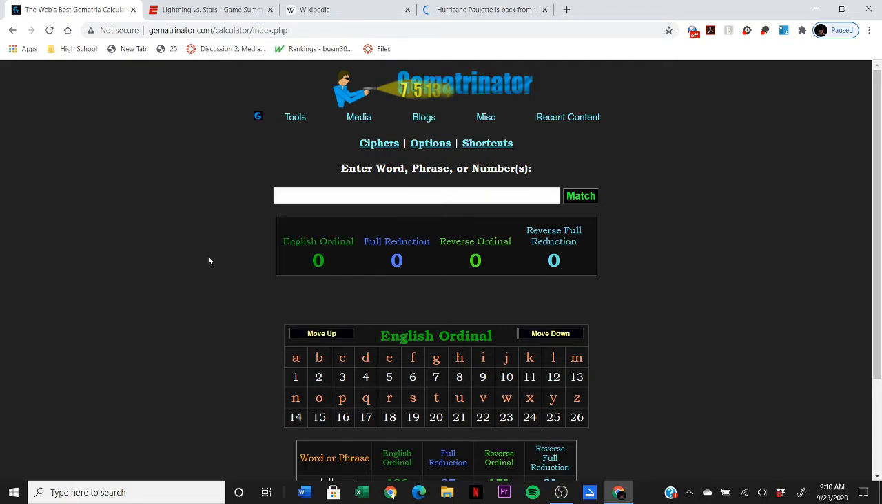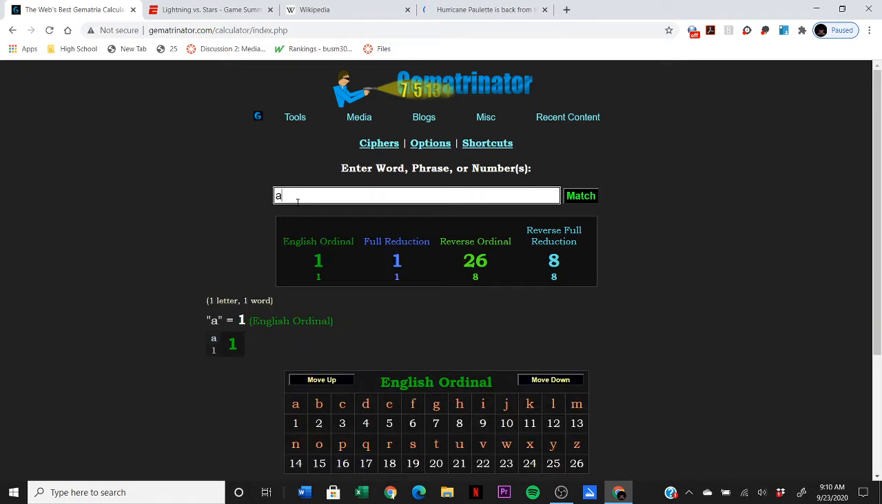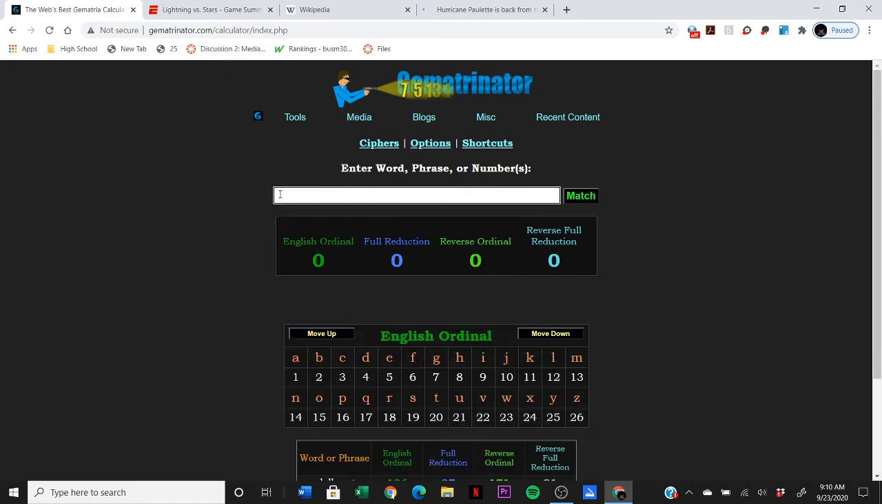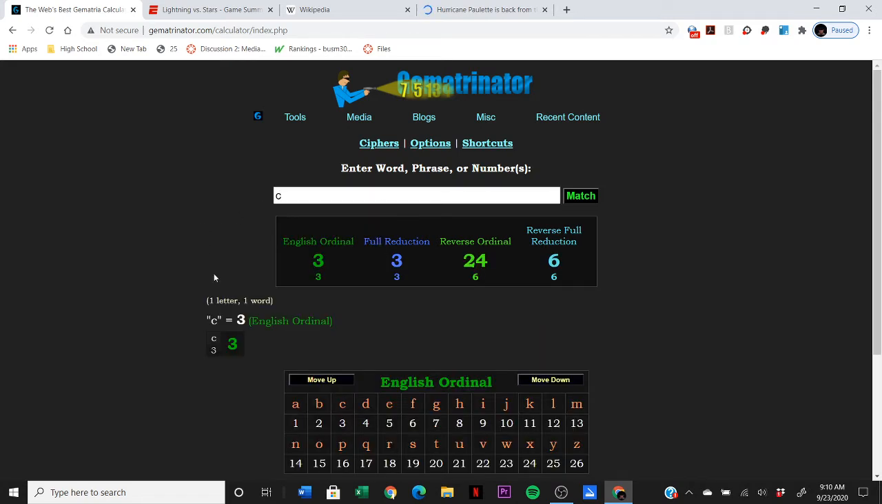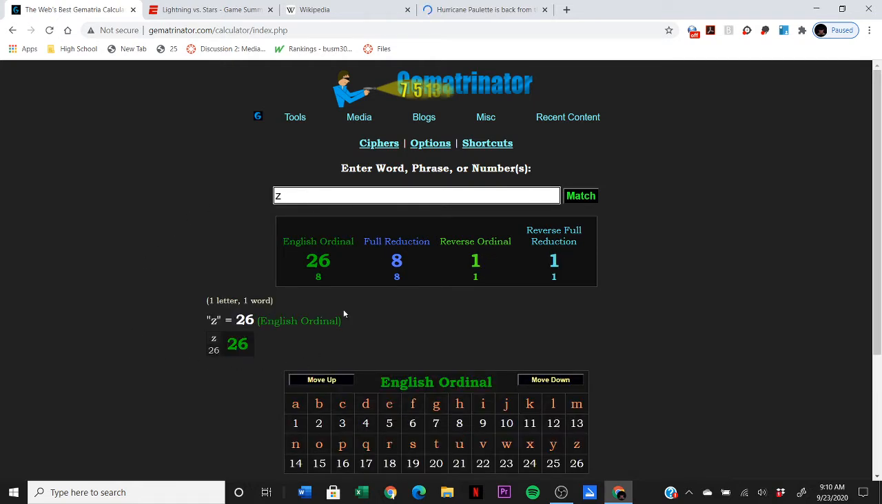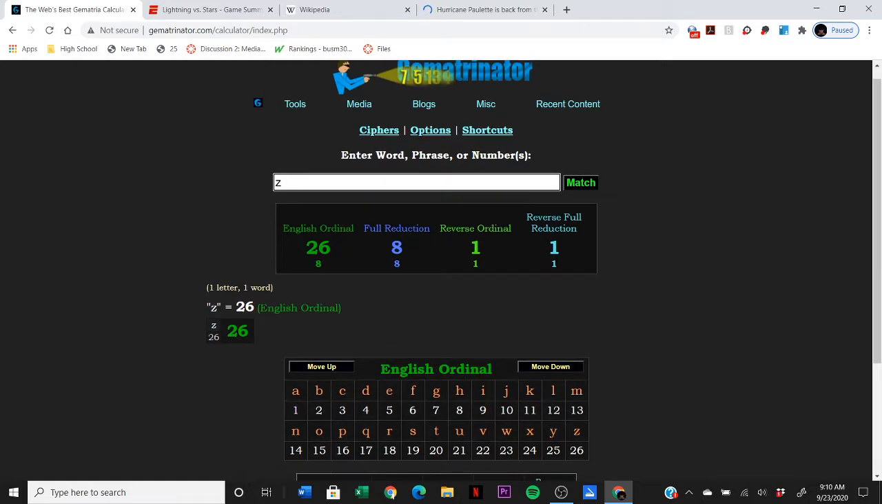The first one is the alphabetic order, which is just A is 1, B is 2, C is 3, all the way up until Z, which would be the 26th letter. So that's one cipher. You just go A is 1, B is 2, C is 3, all the way through the alphabet to Z. And you just take those letters in words and you calculate the value of those words.